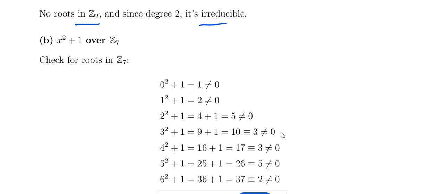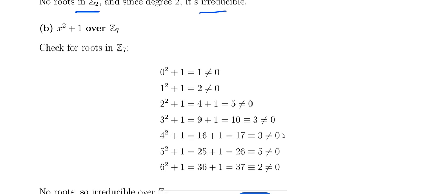The same way for x square plus 1 over Z7. I will check 0 square plus 1, that is modulo 7 is 1, 1 square plus 1 is 2, and 2 square plus 1, that is 4 plus 1, 5.